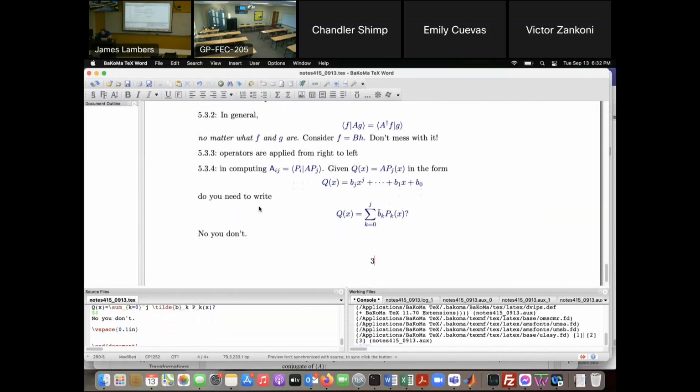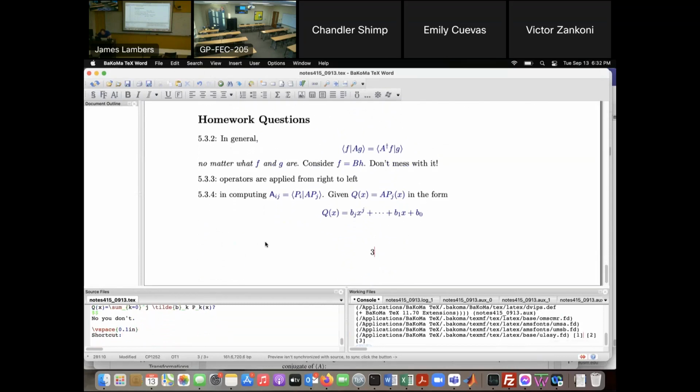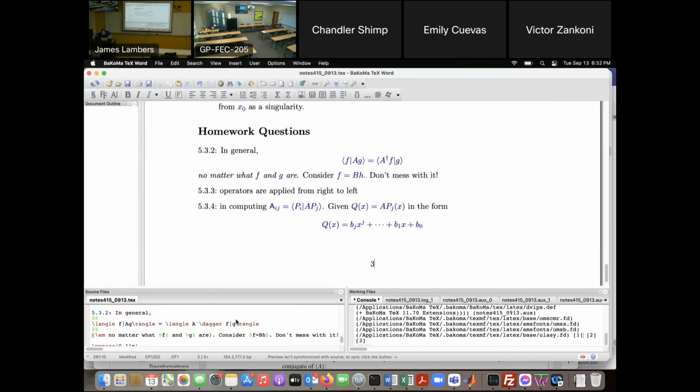Oh, okay. Shortcut. It moves to a new page, it's annoying.